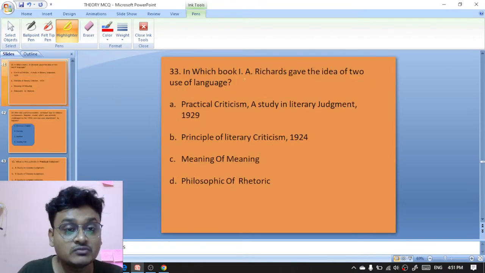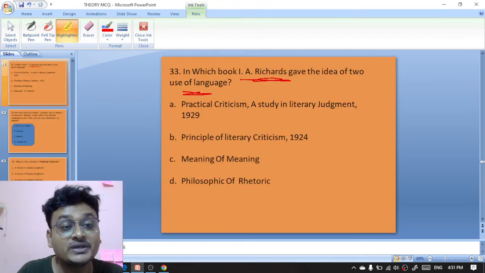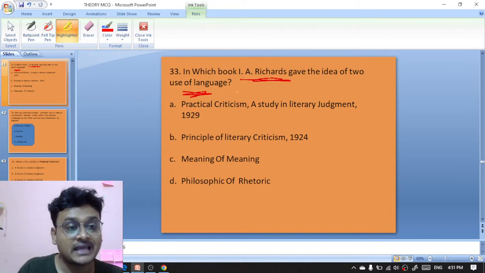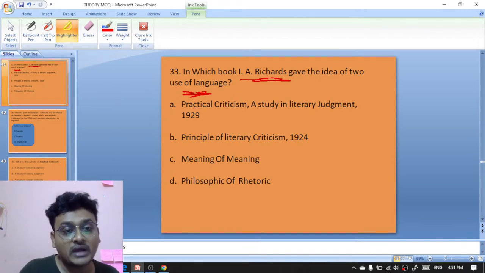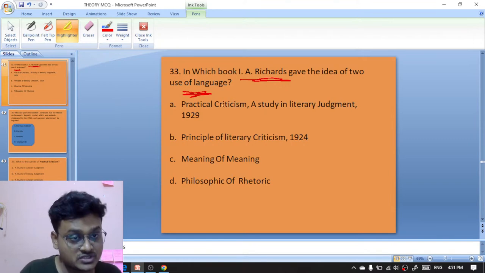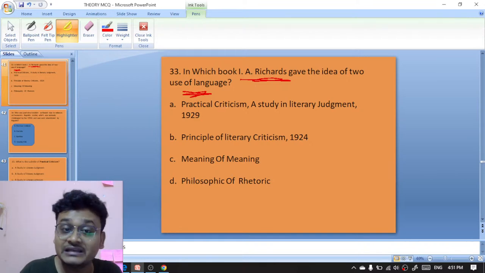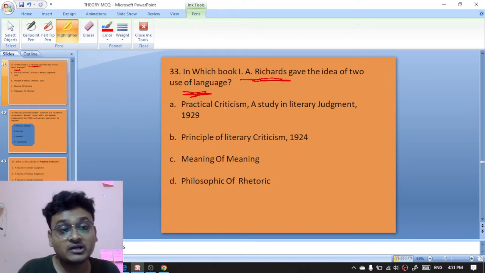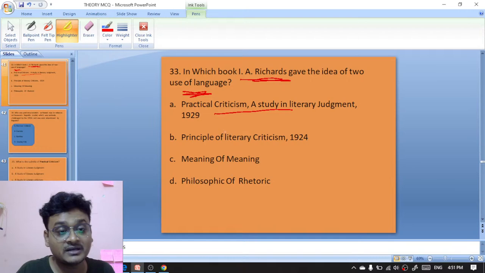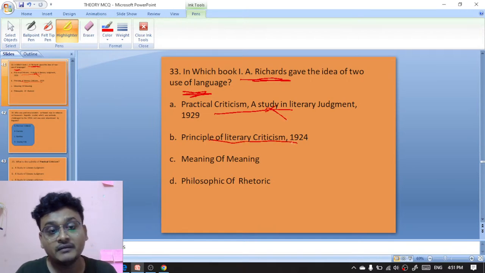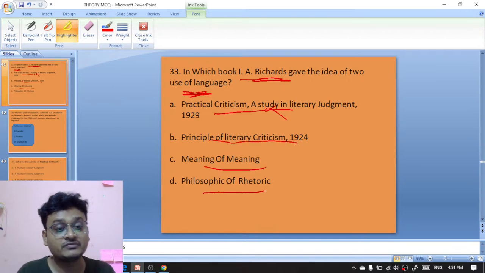Next question. In which book did I.A. Richards give the idea of two uses of language? One is factual, that is scientific, and the other is emotive use of language. So here you have to identify that book. Four kinds of meaning were given in Practical Criticism, A Study in Literary Judgment. And here, for two uses of language, your options are Practical Criticism, A Study in Literary Judgment; no; Principles of Literary Criticism; Meaning of Meaning; Philosophy of Rhetoric.